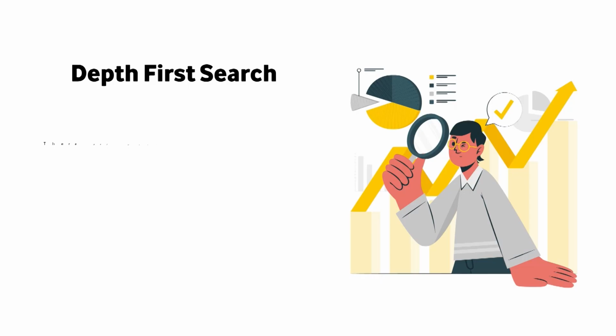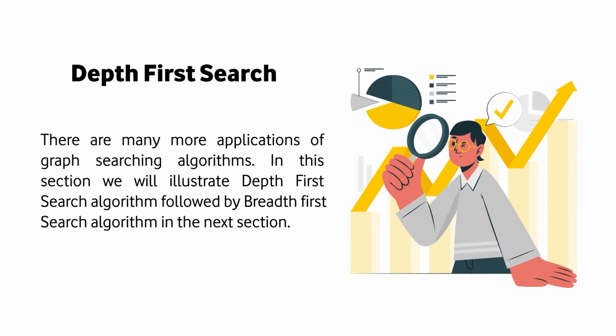Similarly, the searching is solely based upon which particular data structure you are using. If you're using a stack data structure, then it is depth first search. If you're using a queue data structure, then it is breadth first search. There are also many other applications of depth first search in graph search. In this section we will illustrate how the depth first algorithm works and proceed further by discussing various examples.